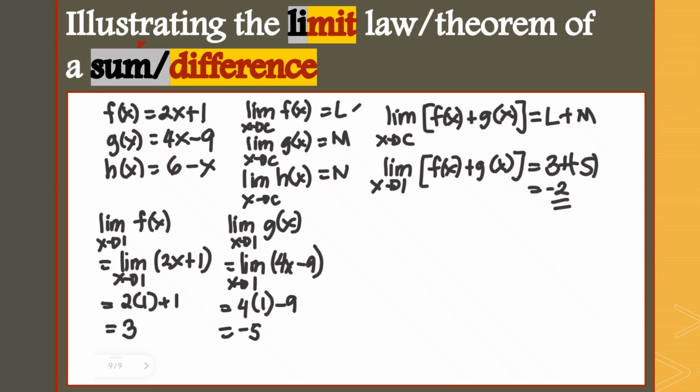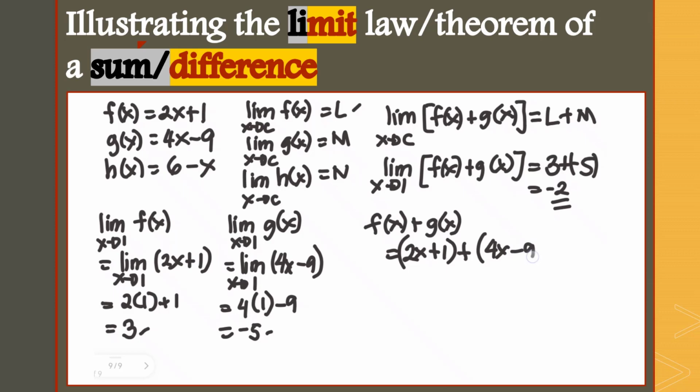This is because we already have the values here, and the value we're approaching is equal to 1 for all of them. Of course, we're going to illustrate it and verify if it's really correct by combining first f of x and g of x. This is a verification to see if the theorem is really correct.